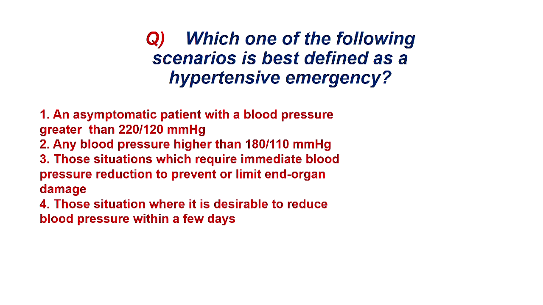Which one of the following scenarios is best defined as hypertensive emergency? Number 1, an asymptomatic patient with a blood pressure greater than 220 by 120 millimeters of mercury. Number 2, any blood pressure higher than 180 by 110 millimeters of mercury. Number 3, those situations which require immediate blood pressure reduction to prevent or limit end organ damage. Or number 4, those situations where it is desirable to reduce the blood pressure within a few days.